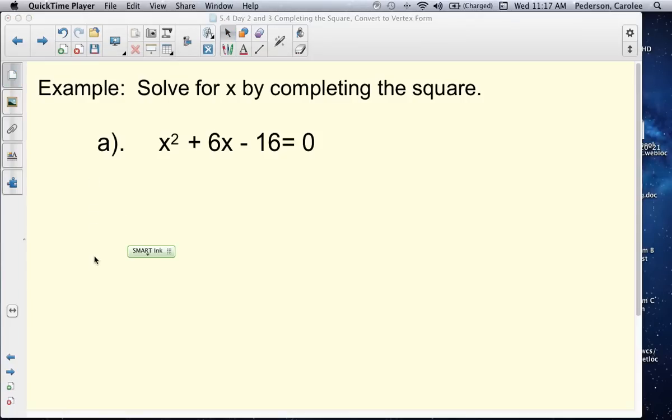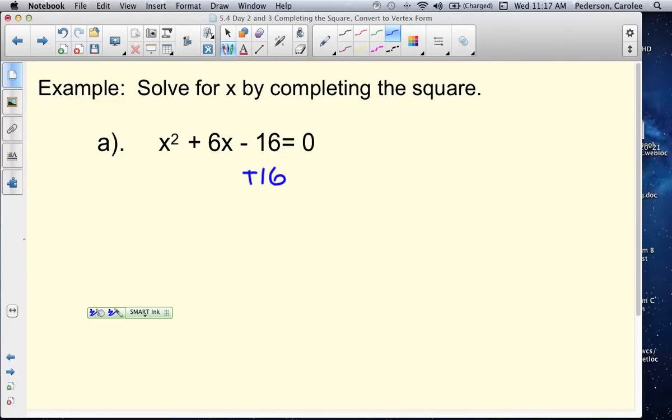Here's the first example. Solve for x by completing the square. So we have a quadratic equation. The first step in completing the square is to move that constant to the right side. So we're going to undo the minus 16 by adding 16 to both sides. So we're left with x squared plus 6x, and I'm going to purposely leave a little bit of room after that 6x, and that equals 0 plus 16, which is 16.